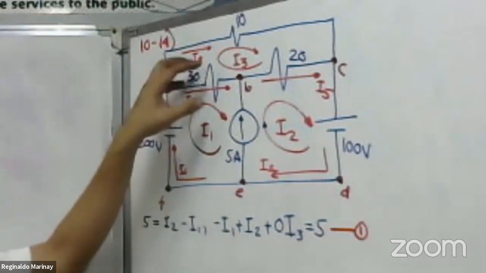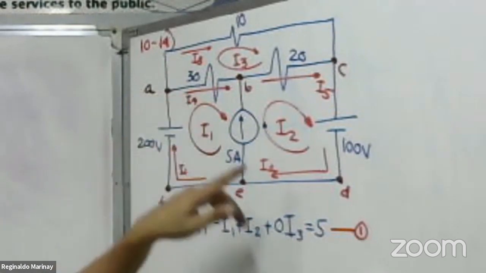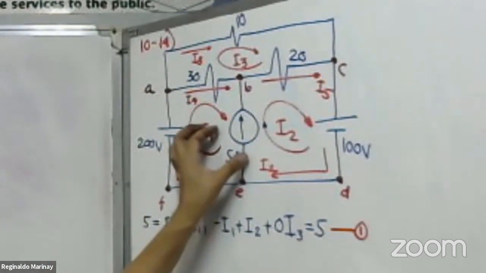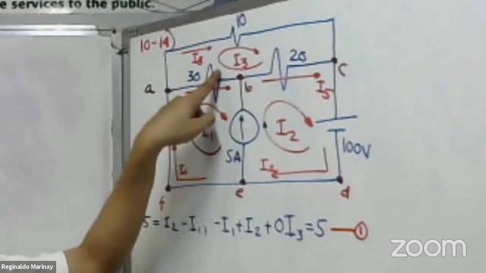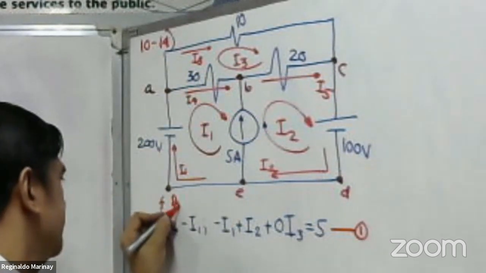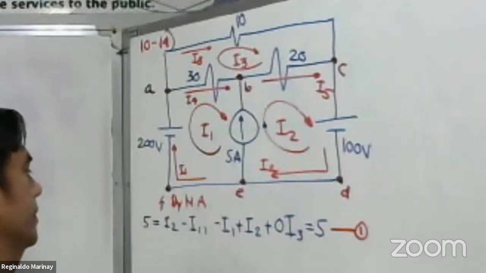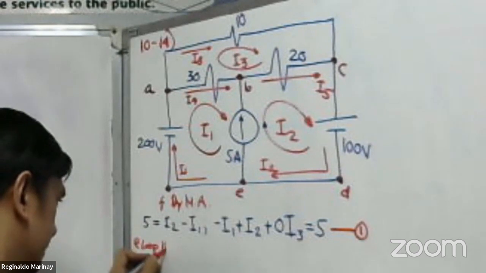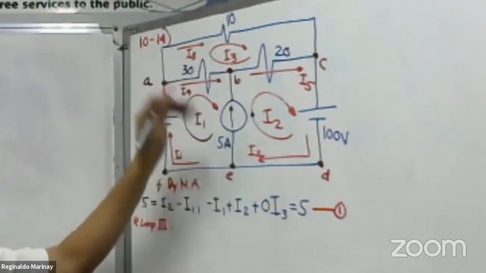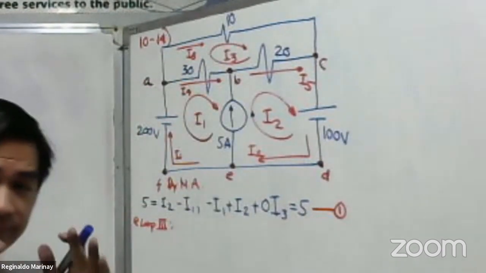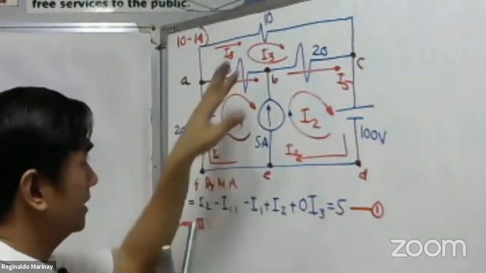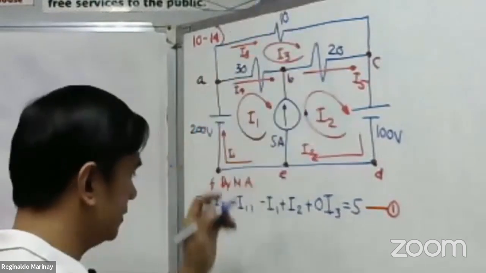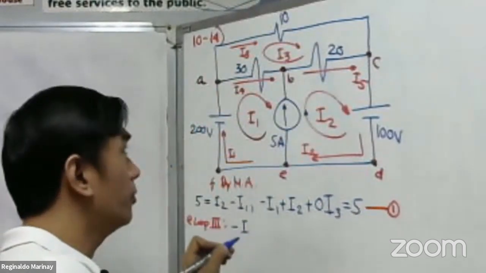Let us have now this loop. Remember, I cannot apply the mesh analysis here on loop 2 because there is a current source. I will apply the mesh analysis to loop number 3 here. There is no voltage source here. So what we have learned last time is that for a certain loop with no voltage source, make the circulating current automatically negative. Why, sir?